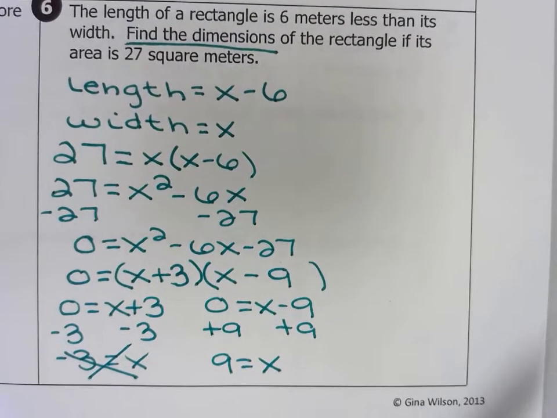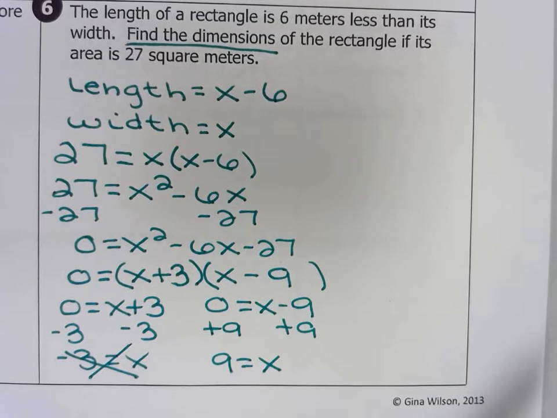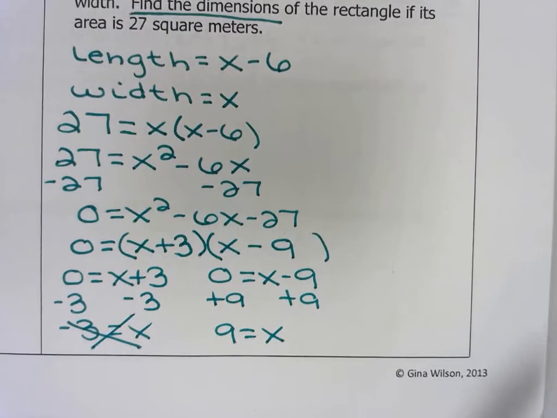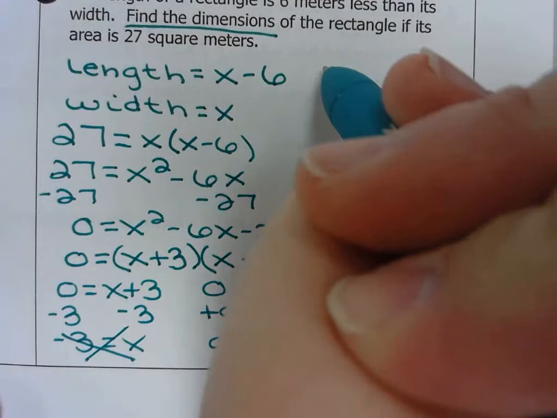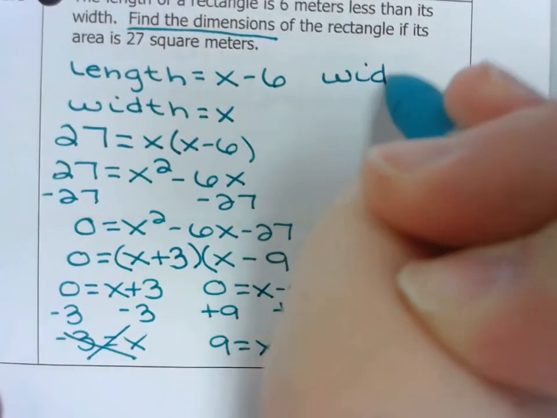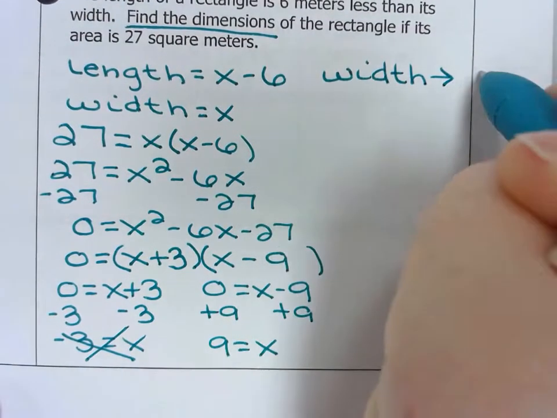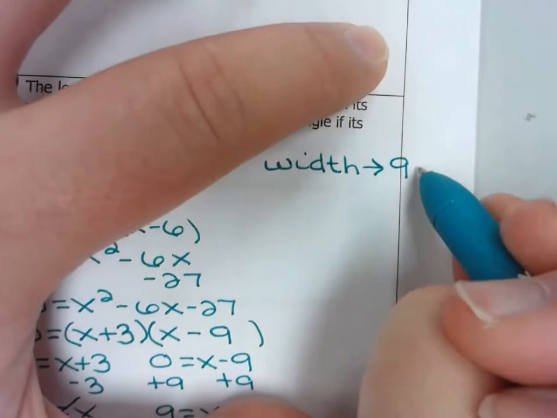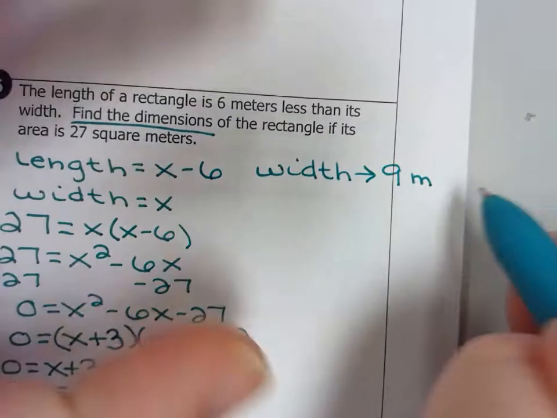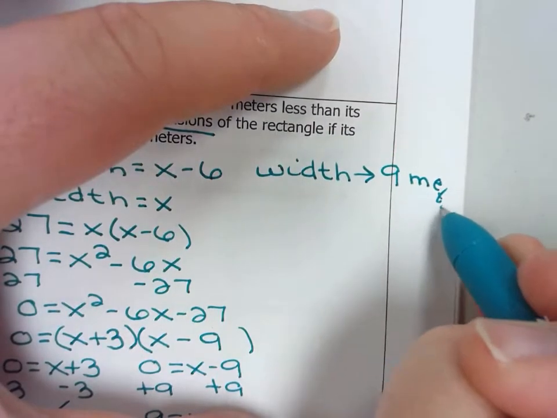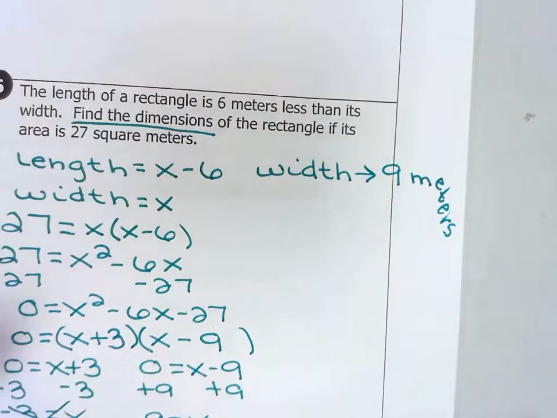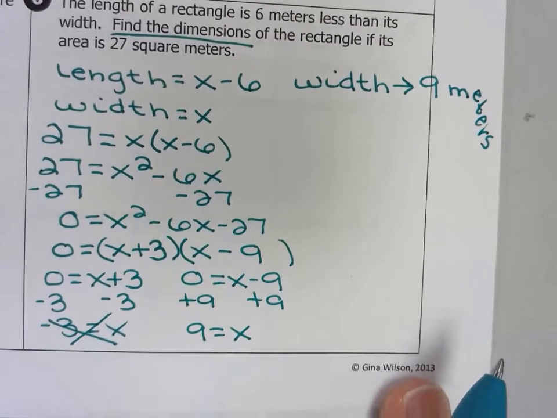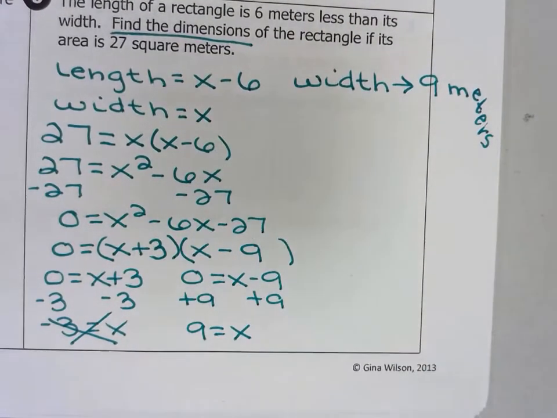What do they want to know? Dimensions. If I put down x equals 9, does that tell me the dimensions? No. So I'm going to need the width. What's my width? 9. And I want you to be a little more specific: meters. I should have been more specific on that one. So the width is 9 meters because the width was x. X is 9, so the width is 9 meters.